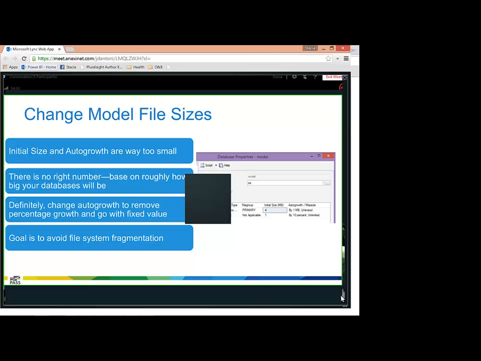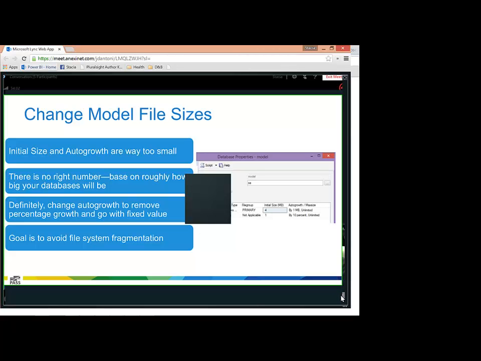It depends. It really depends on the nature of your databases and what you're used to. It's really kind of a trade-off between optimal sizing and how much storage you want to waste by doing this. But definitely change your autogrowth to remove percentage growth. Like I said, the goal here is to remove system fragmentation.